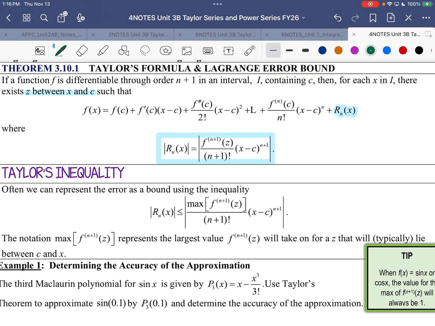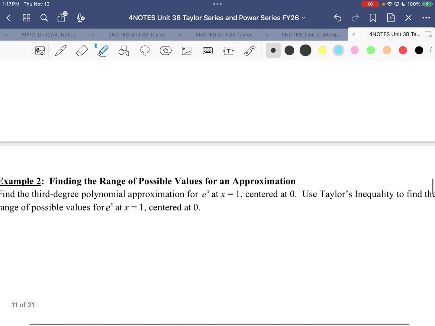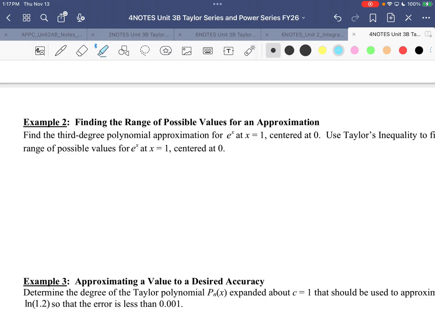The problem that people have is they're like, what would reasonably close be? If you're trying to go to the next part of the formula, you really want to maximize the numerator to make this error as accurate as it can be, the largest value in that interval. So we're going to see where this comes into play in example 2. If we're trying to center it and find the maximum, we're talking about the maximum between 1 and 0 for the function, which is e.